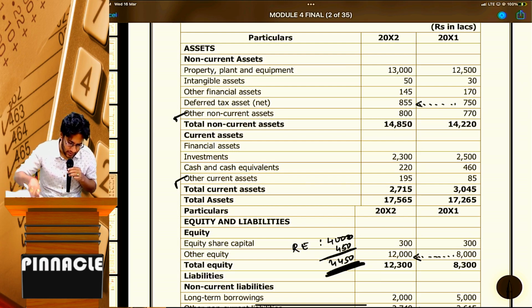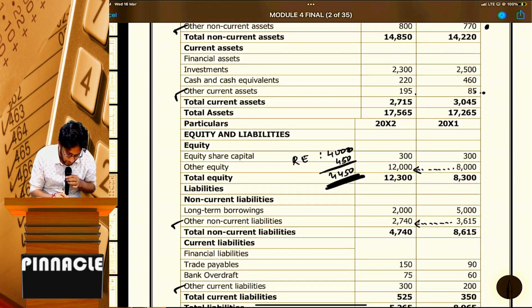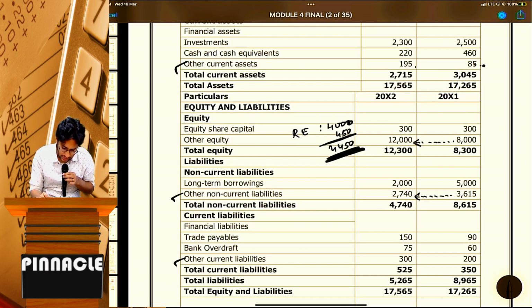Okay, next. We answered about this one. No, this is over now. Next, coming to current loans, sir. 85 became 195. 85 became 195 means again debtors increased. Debtors increased is also an outflow. How much gap is this? 110. 110 also is an outflow. Two points over.